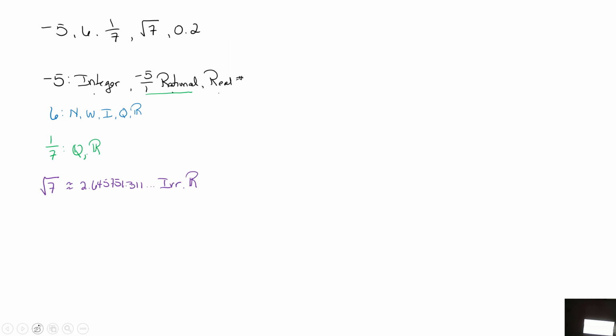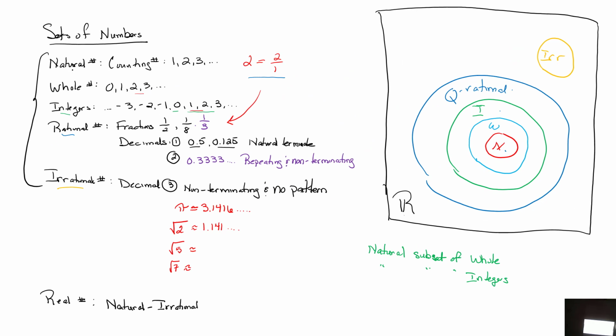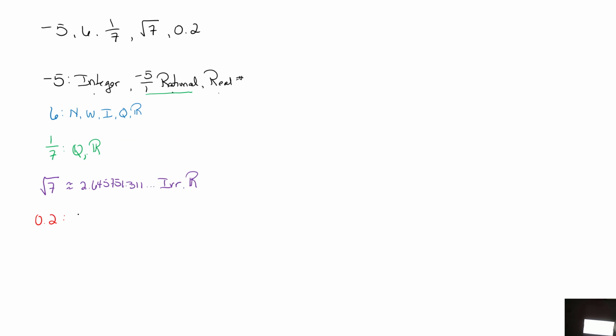Okay, let's look at the last one. The last number we're going to look at is this 0.2. Clearly, it is a decimal, and I have a decimal that just stops. There's no going on. It just is 0.2 and that's it. So if we look back, those decimals that just stop on their own, naturally terminate, are considered rational numbers. So this one is definitely a rational number, and it is also a real number because it is part of that particular universe.